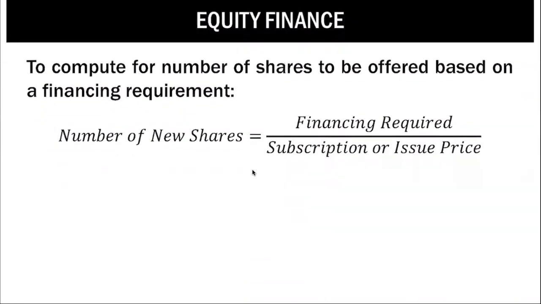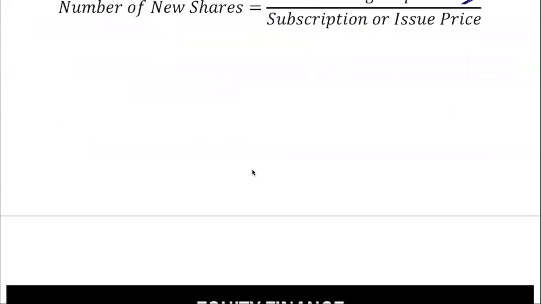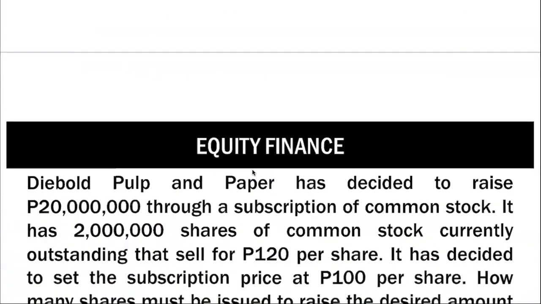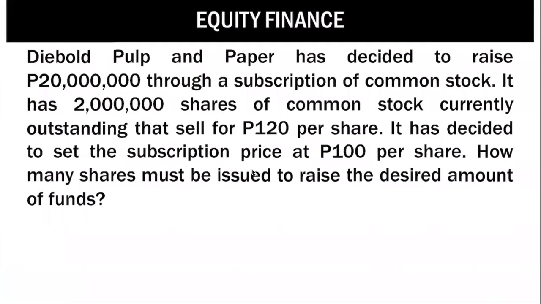Next, we compute for the number of shares: financing required, all over subscription or issue price. So after we get the financing required based on our formula, then we can now compute for the number of new shares. So let's try this problem. Diebold Pulp and Paper has decided to raise 20 million through a subscription of common stock. It has 2 million shares of common stock currently outstanding that sell for 120 per share. It has decided to set the subscription price at 100 per share.